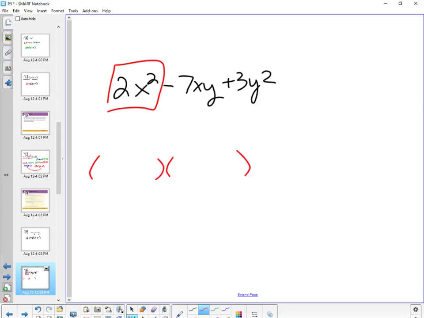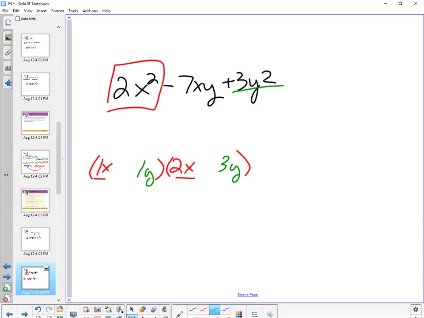In order to get this product, it has to come from the first two, correct? So here and there. Well, what's the only way to get 2? A 1 and a 2, right? So this is going to be a 1x. This will become a 2x. Now, I also know for a fact that the last two produce the last value here. So what's the only way to get to 3? 1 and 3. So I'm going to go with a 1 and a 3, and it should be y and y, correct?